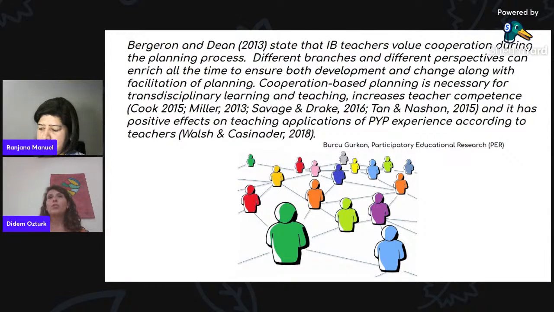And this is from research that I found. What I really like about it is the highlight of collaboration between the teachers. I think IB teachers value cooperation during the planning process. This is a really strong saying of how IB really focuses on collaboration between teachers and between subjects to support students' development and make more meaningful lessons and school environment. This was one of the research studies that highlights that collaboration and cooperation-based planning is a must in transdisciplinary learning and teaching.